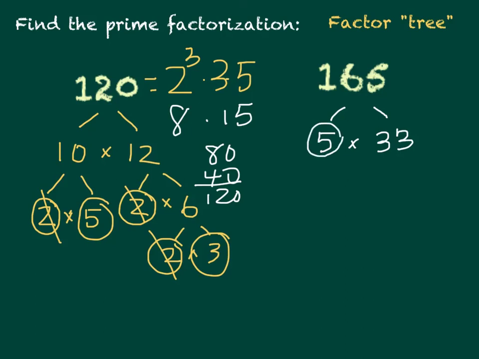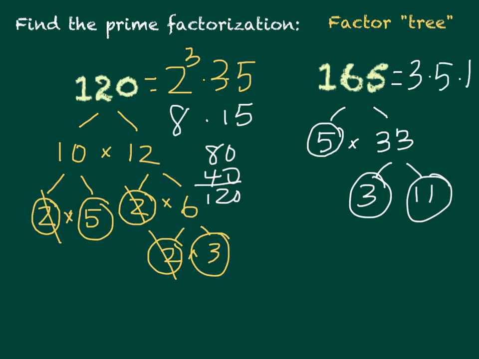5 is prime, so I can go ahead and circle that. 33, though, is not prime. The number 3 is going to go into 33. It's going to go in 11 times. 3 is prime, so I can circle that. 11 is prime, so I can circle that. So this time I don't have any exponents. Each number was just used once, but 3 times 5 times 11 is going to give me 165.